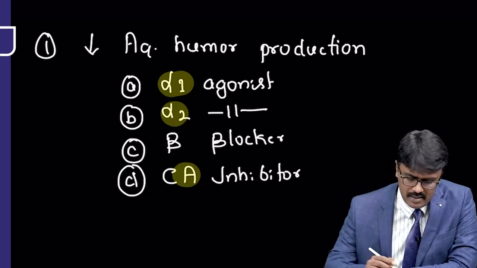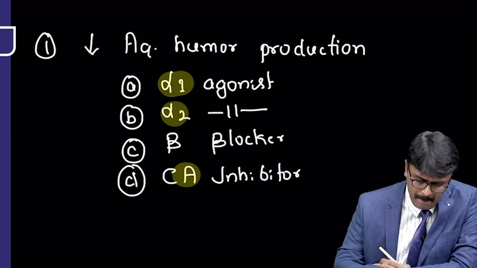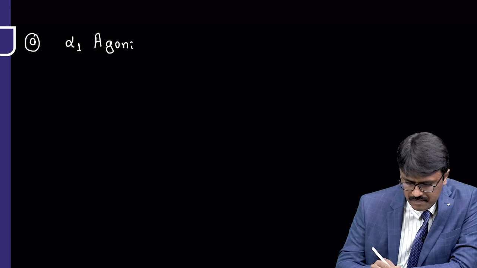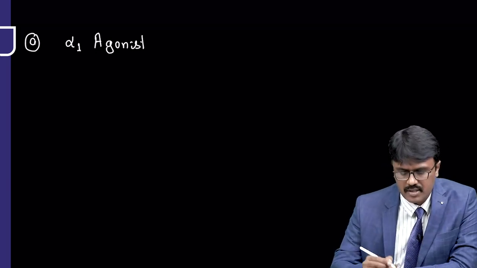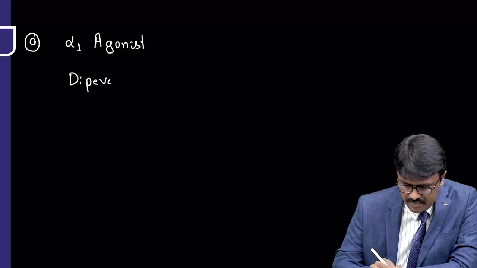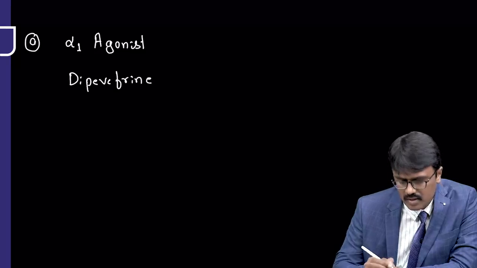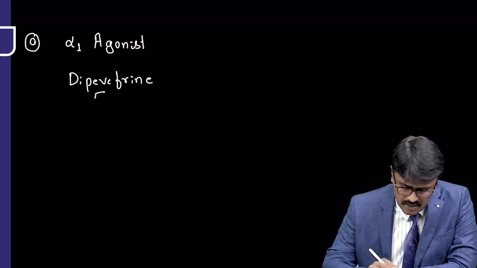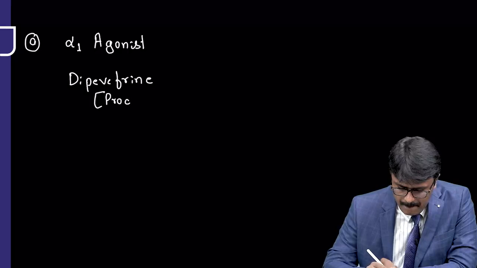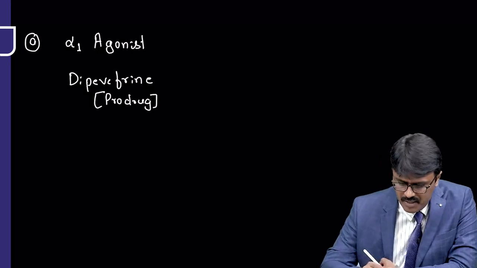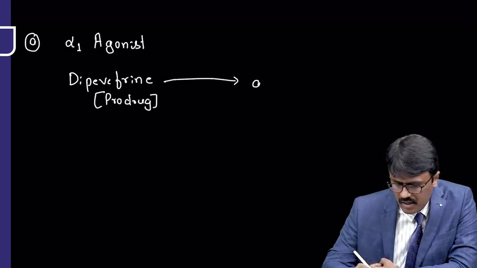Let me go one by one. Number 1 is an alpha agonist, particularly the alpha-1 agonist. What is the name of the drug? The name of the drug is dipivefrin. It's an alpha-1 agonist. Now please understand, dipivefrin is a prodrug. Dipivefrin is a prodrug, and after metabolism it is converted into adrenaline in the eye.